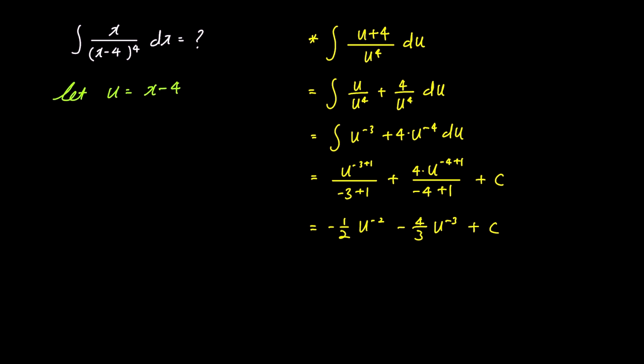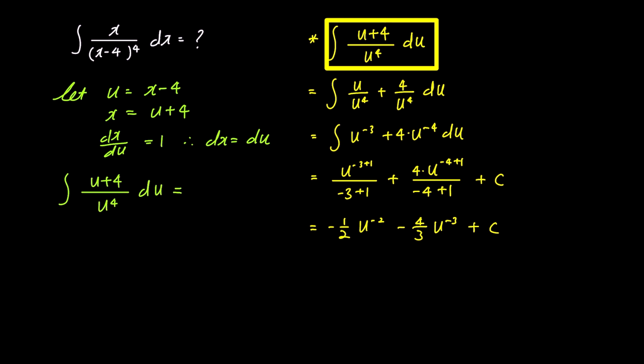If u is x minus 4, then x becomes u plus 4, and dx over du is 1, so dx equals du. Substituting u plus 4 for x, u for x minus 4, and du for dx, the integral becomes u plus 4 over u to the power of 4 du, which matches the problem on the right. Therefore, the result should also be the same. The integral result is negative 1 over 2 u to the power of negative 2 minus 4 thirds times u to the power of negative 3 plus c.